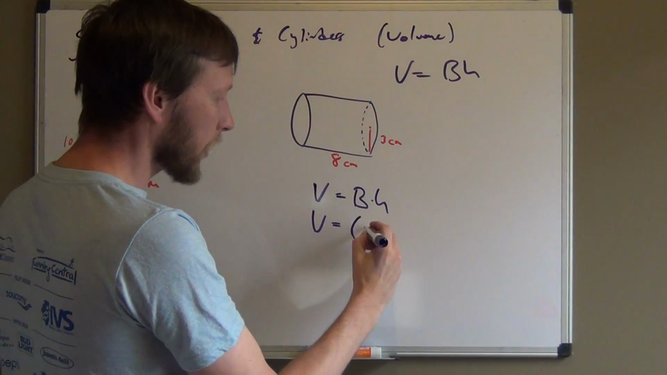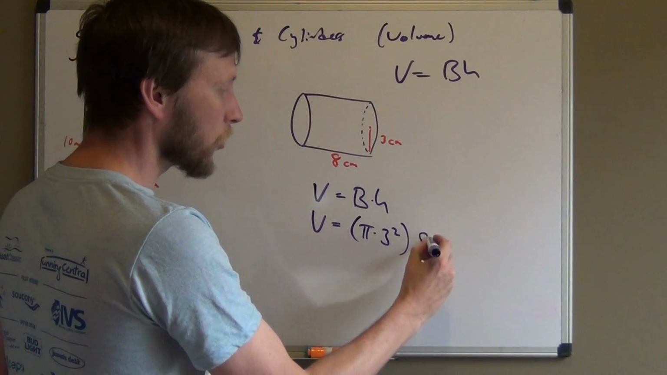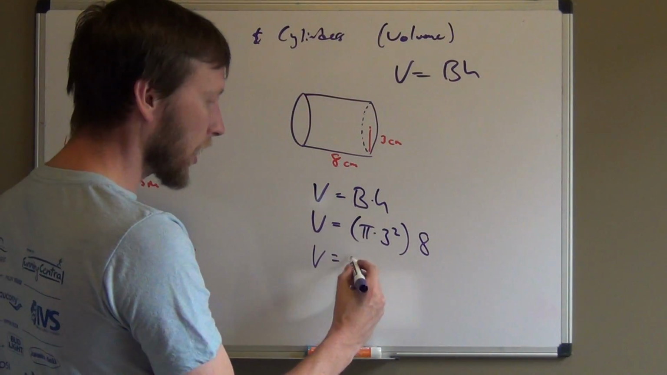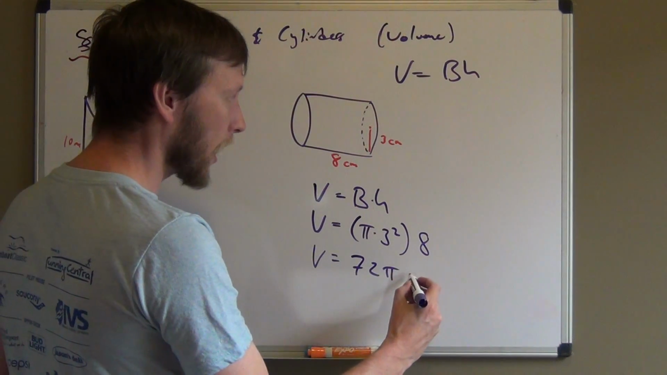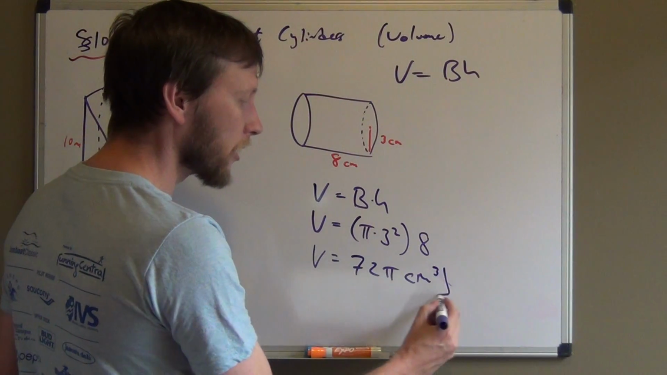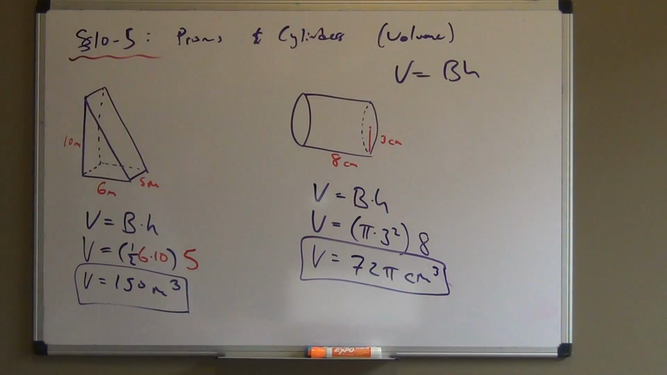So the area of the base is going to be pi times the radius squared. The height, we know, was 8. So our volume is going to be 9 pi times 8, which is 72 pi, and these centimeters are not squared. These centimeters are cubed. Those are cubic centimeters. So 72 pi cubic centimeters, answering again in terms of pi, and 150 cubic meters will be our volumes.